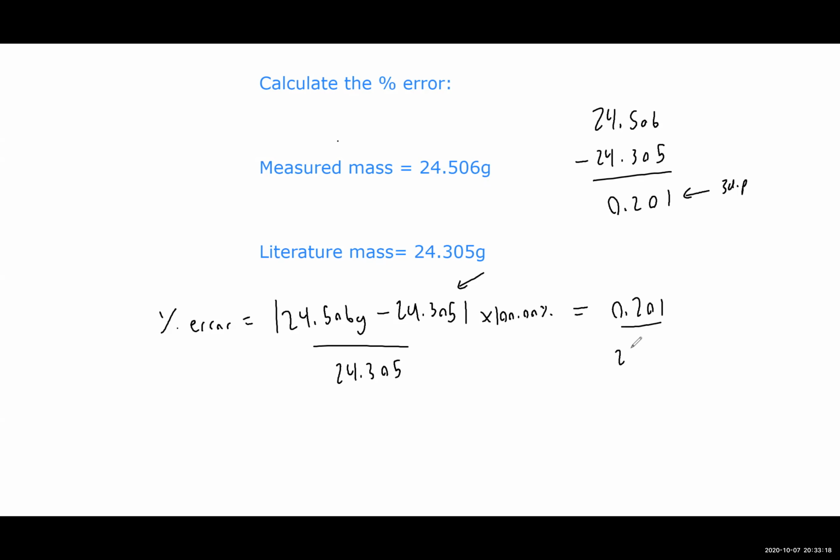Now that we've completed the subtraction operation, we're dealing with a multiplication and division operation, which cares about significant figures. As we can see, the top number only has 3 significant figures. So when we take 0.201 divided by 24.305 times 100, we get for our percent error 0.8269, which we round to 3 sig figs, giving us 0.827%.